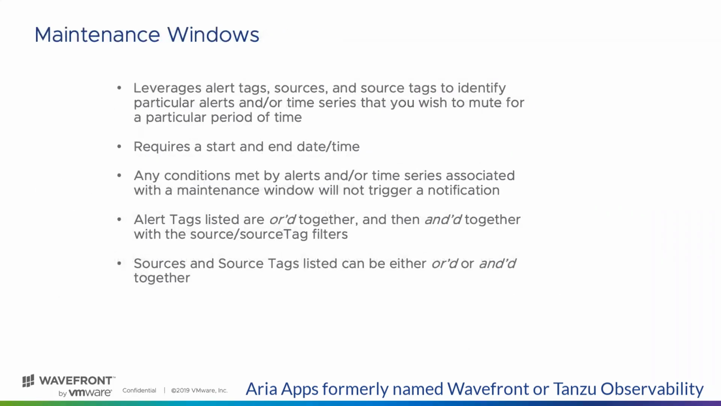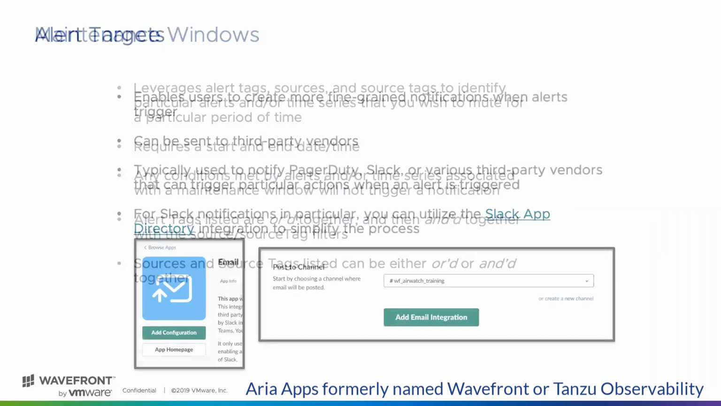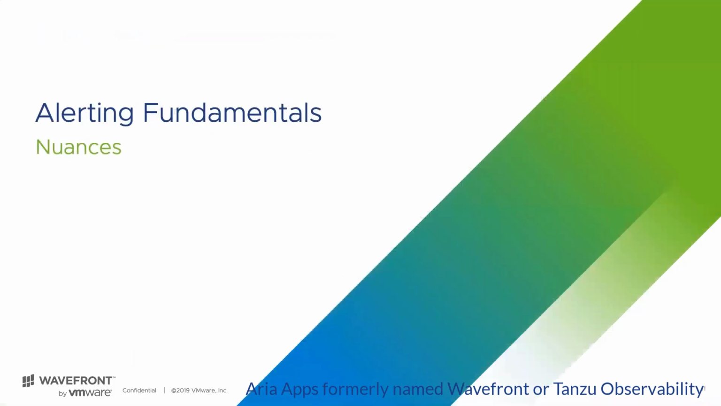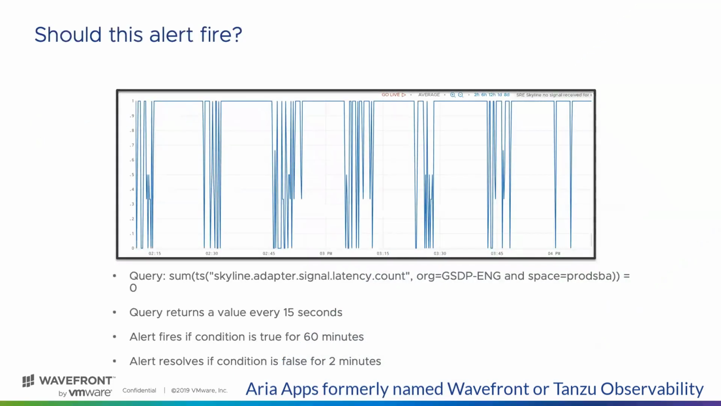Maintenance windows we covered. Alert targets we covered. Okay, again, a couple of very interesting examples. Most of the time you're not going to run into something like this, but as I said, one of the common questions we get from customers is why did this alert fire or why did this alert not fire? So we've definitely seen some interesting examples over time.